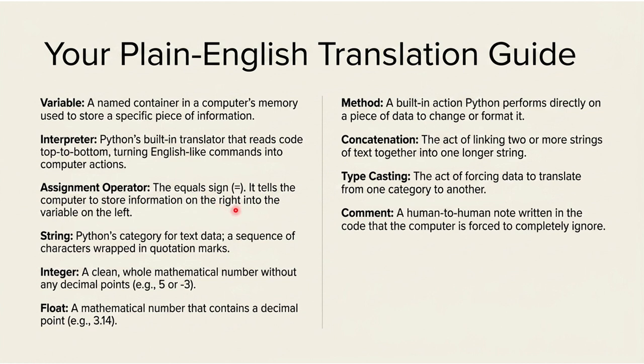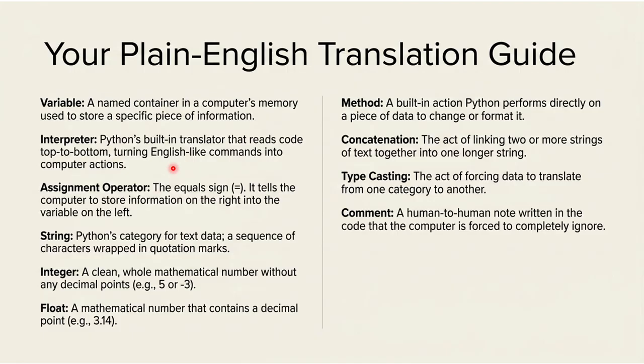Before we deep dive into the concepts, here we have some terminologies which we have to go through. Let's go through the first one, variable. What is a variable? A variable is a named container in computer memory used to store a specific piece of information. Think of it like a box in which you can store a specific piece of information.